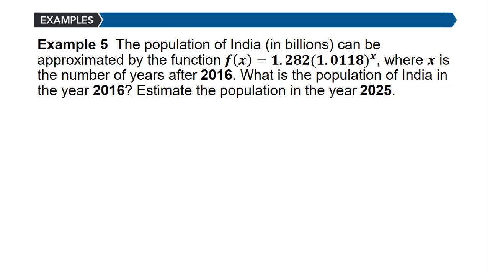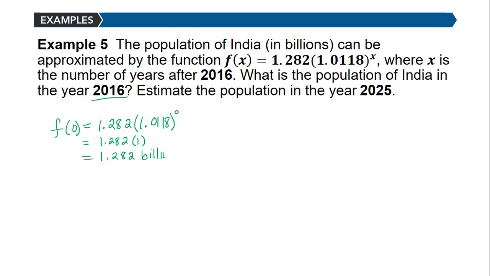So the population of India in the year 2016, well, 2016 is 0 years after itself, so we would want to find f of 0, which is 1.282 times 1.0118 to the 0. But remember, a base other than 0 to the 0 is 1, so this is really 1.282 times 1, which is 1.282 billion. So the population of India in the year 2016 was 1.282 billion.